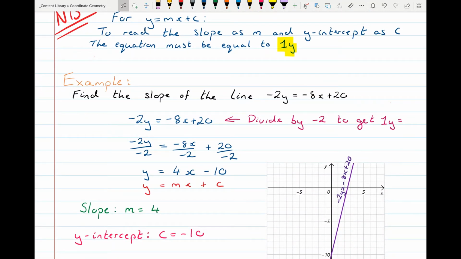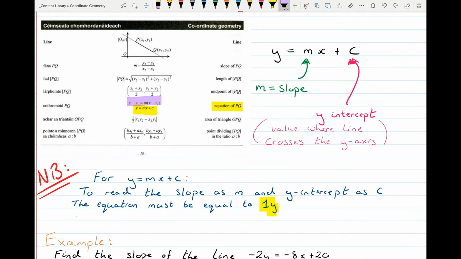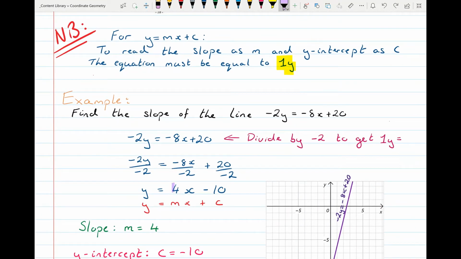Find the slope of the line minus 2y equals minus 8x plus 20. We need to divide everything by minus 2 in order to get 1y. So everything got divided by minus 2, and we were left with y equals 4x minus 10. If we compare that equation to y equals mx plus c, the general equation, we'll see that 4 matches up with m and minus 10 matches up with c. So the slope has a value of 4 and the y-intercept has a value of minus 10.